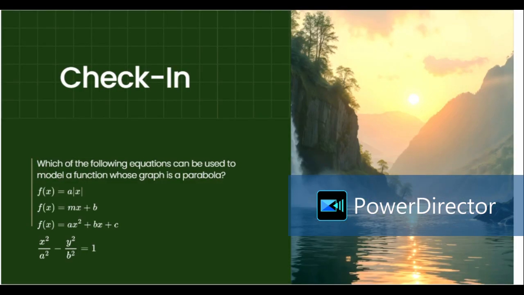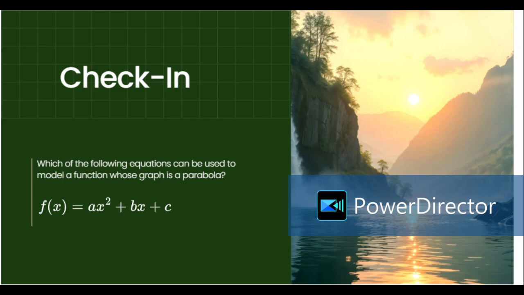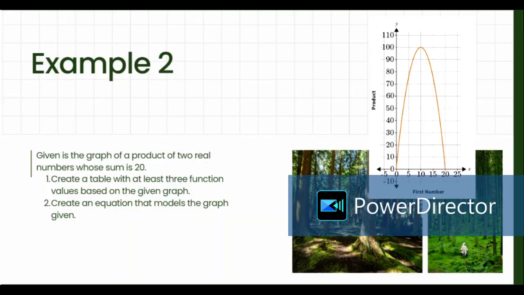Here's another check-in. Which of the following equations can be used to model a function whose graph is a parabola? This lesson did not remind us what that formula looks like. Do you remember what it is? The formula for a parabola is f of x is equal to ax squared plus bx plus c. If you don't already know that, you should probably put it in your notes.